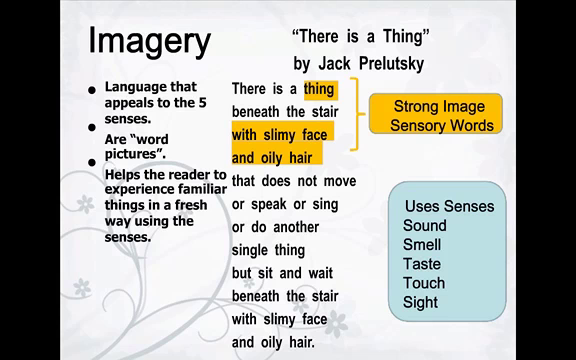So there is a thing beneath the stair with slimy face and oily hair. So the slimy face, oily hair really creates some strong sensory images within the reader, and so they have a concept to what this thing is. So you use the senses of sound, smell, taste, touch, and sight when imagery is trying to be utilized by the poet.